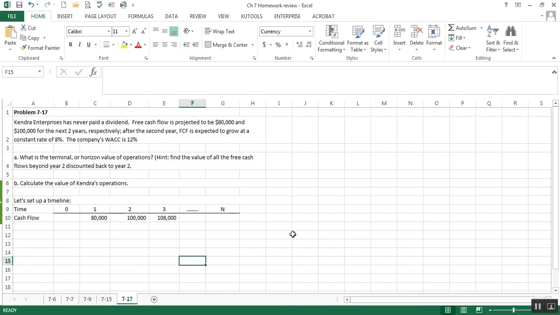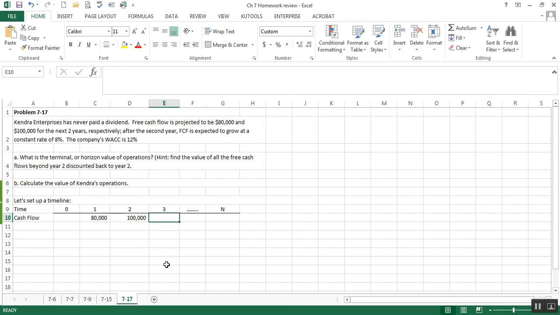And finally, let's look at problem 7-17. Kendra Enterprises has never paid a dividend. Free cash flow is projected to be $80,000 and $100,000 for the next 2 years, respectively. After the second year, free cash flow is expected to grow at a constant rate of 8%. The company's WACC is 12%. What is the terminal or horizon value of operations? Hint: find the value of all the free cash flows beyond year 2 discounted back to year 2.